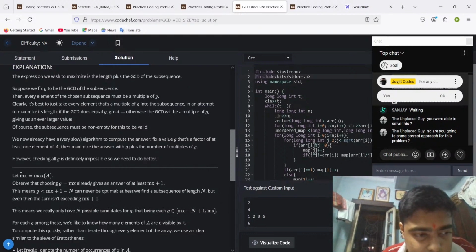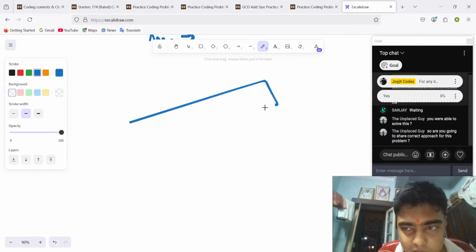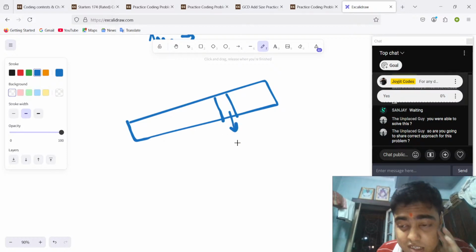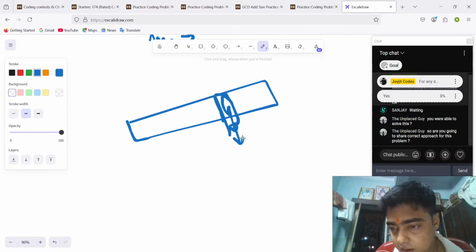What is he doing? Let mx be the maximum of A, that is, let's say 10 to the 12. Okay. Observe that G equal to mx already gives an answer of mx plus 1. Perfect. What do we mean by that? So let's say you're having an array and the largest element is there, so what is the largest value that we can have? We can take this into consideration, right? So that is this element plus 1. What is 1? 1 is the length of that array. Okay, one, the length of the subarray or subsequence.